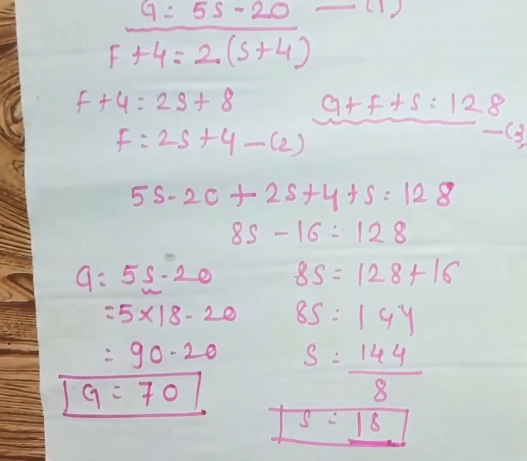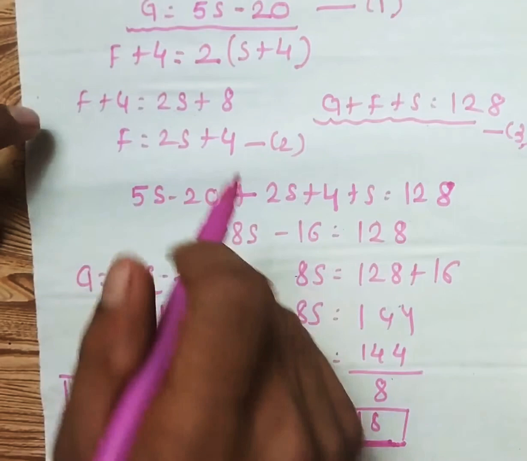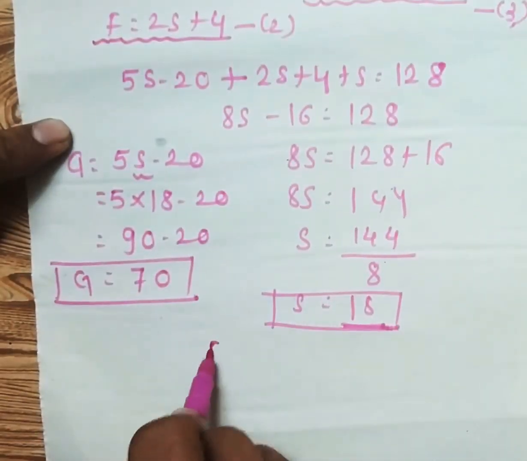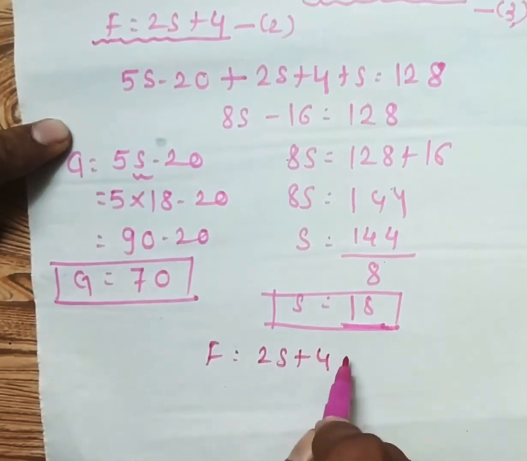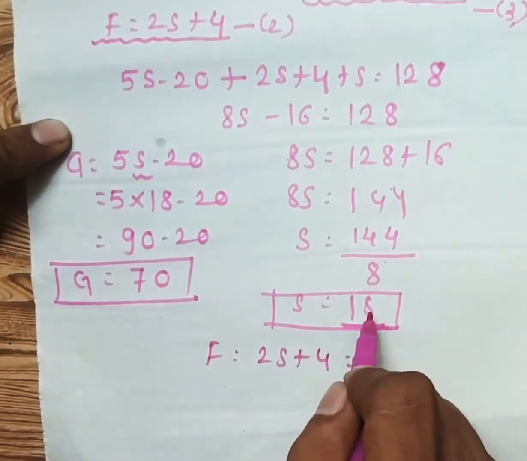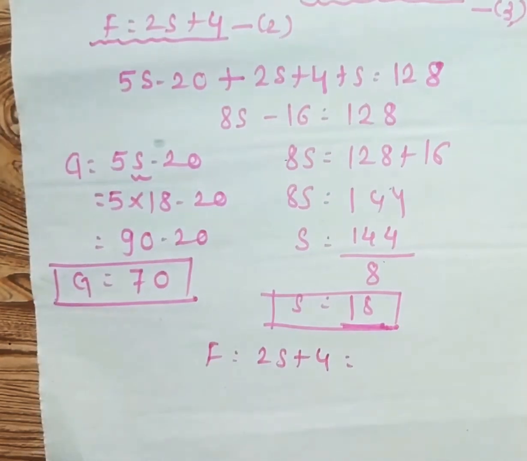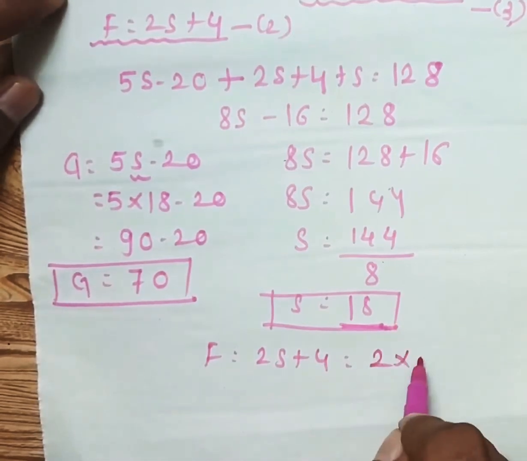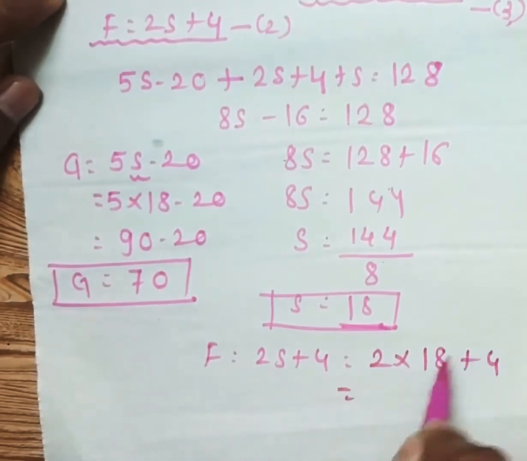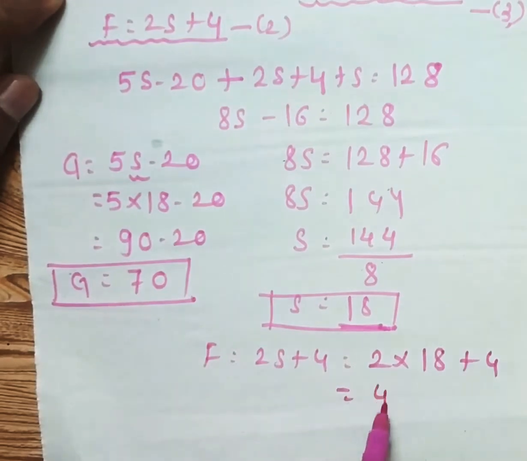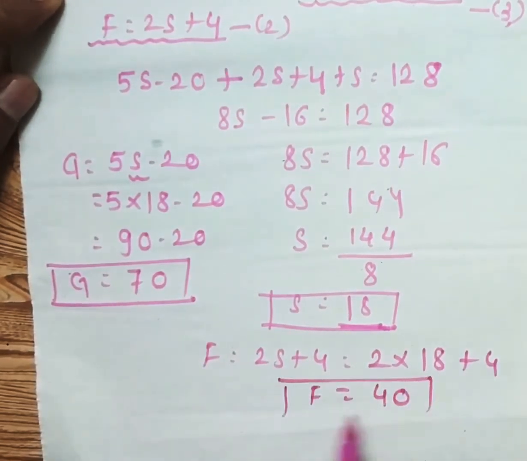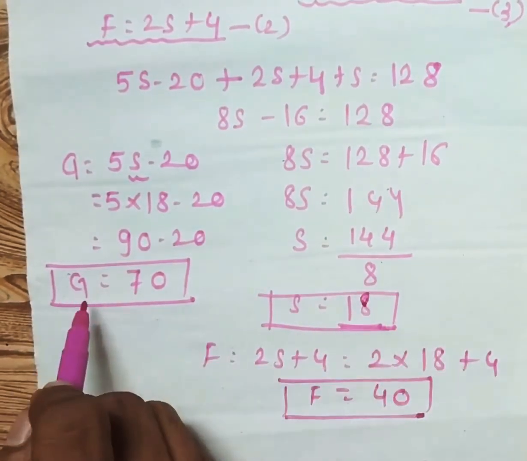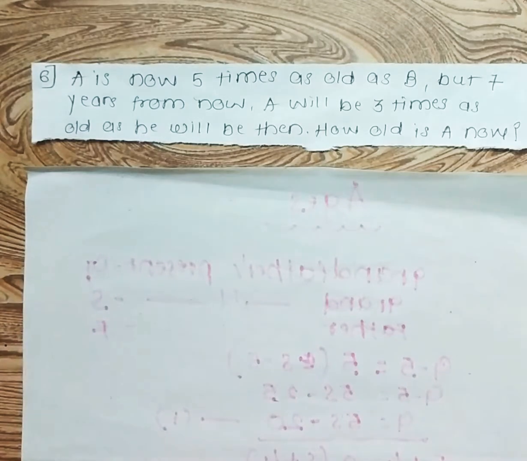Similar for the father also. We know that for the father we got this equation: f is equal to 2s plus 4. We know that the value of s is 18, because we have calculated the value of s, which is 18. So I can put here 2 into 18 plus 4. 2 18s are 36 plus 4, 40. So the father's present age is 40, son's present age is 18, and the grandfather's present age is 70.